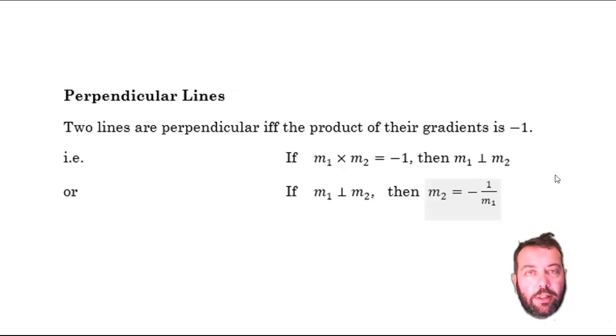Now, perpendicular lines, somewhat different to parallel. Perpendicular lines meet at right angles. And again, I've got a nice algebraic description of this: the product of their gradients is negative 1. So m1 multiplied by m2, if that product is negative 1, then the two lines are perpendicular. If the two lines are perpendicular, then the product of their gradients will be negative 1.